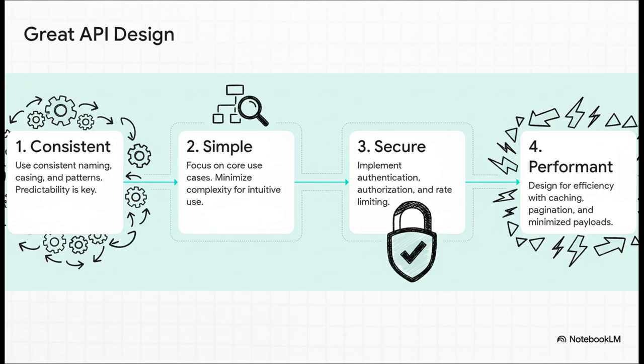Don't try to make it do everything. Focus on the core things it needs to do and keep it from getting too complex. Third, and this is a big one, security. This is completely non-negotiable. One little breach can destroy trust forever. And finally, performance. Nobody wants to use a slow app, and a slow API is a recipe for a bad experience. Mastering these 4 is really the mark of great design.